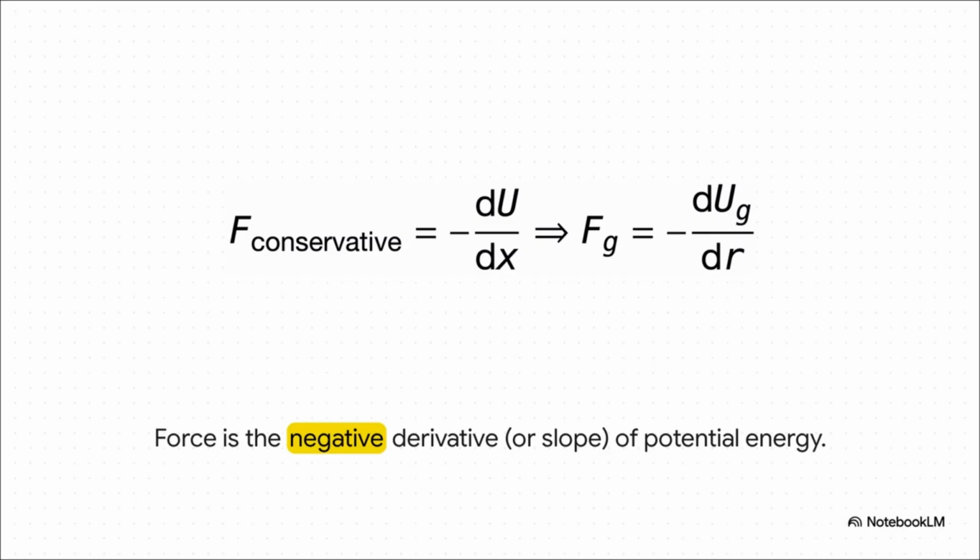Okay, this equation right here, this is the heart of the whole thing. It tells us that force is basically the negative slope of the potential energy curve. So to put that in simple terms, things get pushed towards lower energy. It's just like a ball naturally rolling downhill. That little minus sign is what makes the universe work the way it does. It ensures things fall down and not up.